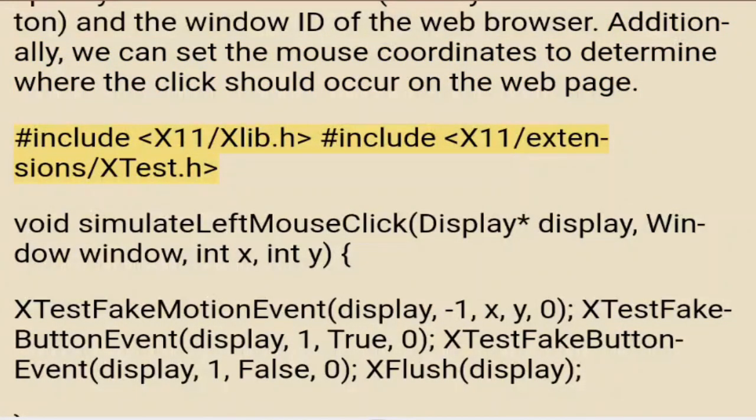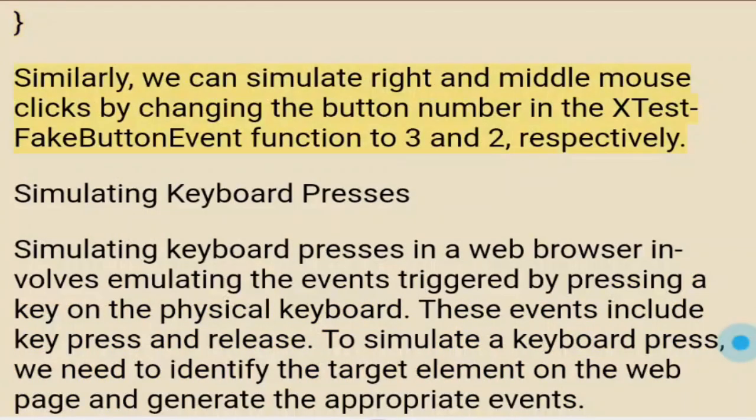#include <X11/Xlib.h> #include <X11/extensions/XTest.h> void simulate_left_mouse_click(Display *display, Window window, int x, int y) { XTestFakeMotionEvent(display, -1, x, y, 0); XTestFakeButtonEvent(display, 1, true, 0); XTestFakeButtonEvent(display, 1, false, 0); XFlush(display); } Similarly, we can simulate right and middle mouse clicks by changing the button number in the XTestFakeButtonEvent function to 3 and 2, respectively.